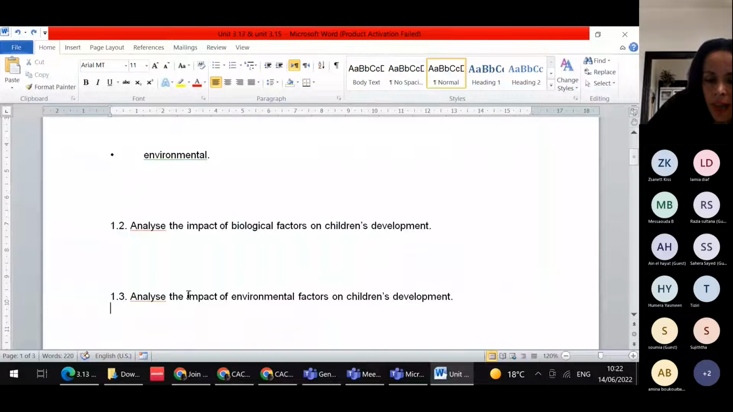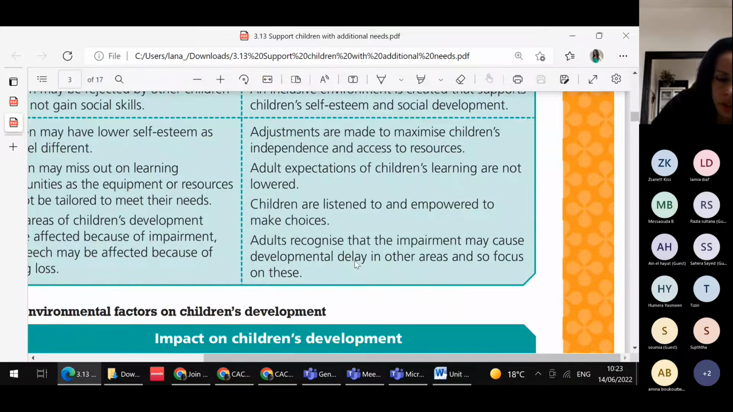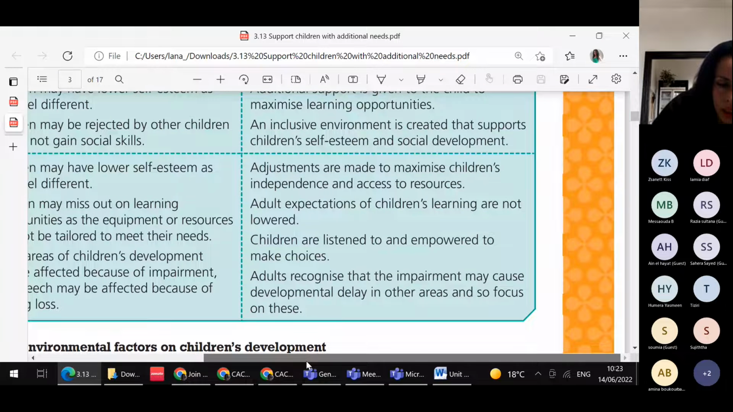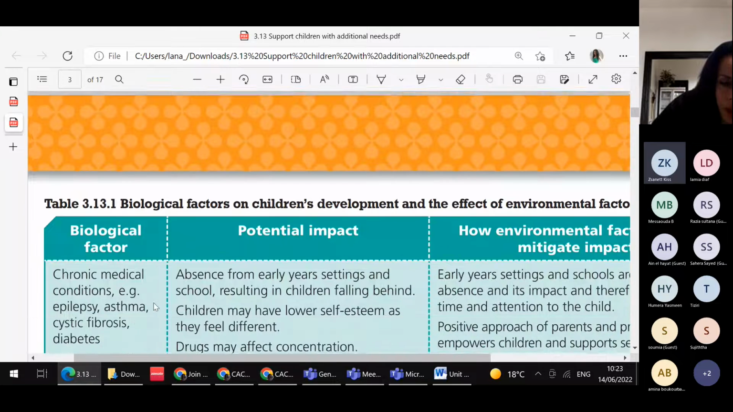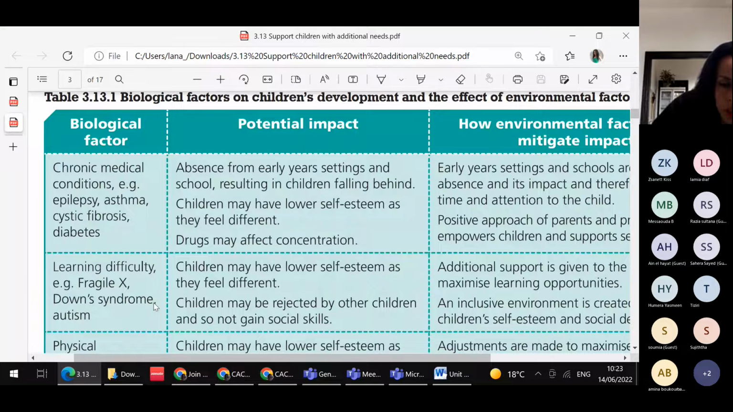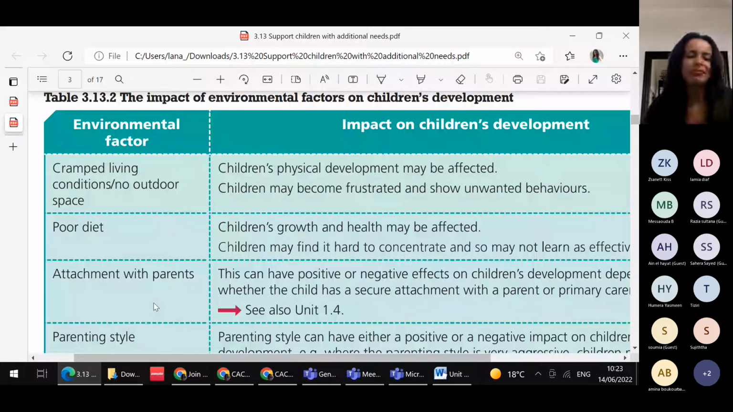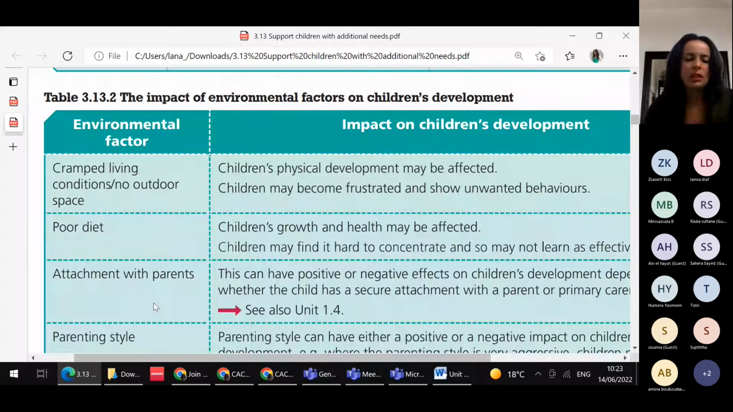Now it says analyze the impact of the environmental factors. So now we need to go back. This is all genetic, they're all biological factors. Now we need to think about the environmental factors, which is table 2. Can you think about some of the environmental factors for the child and how they impact their learning, and what we can do to help them?